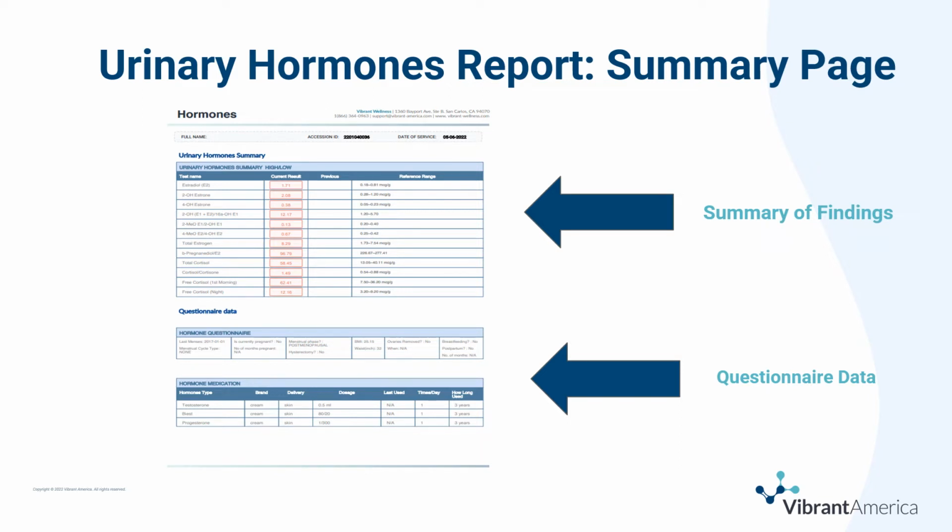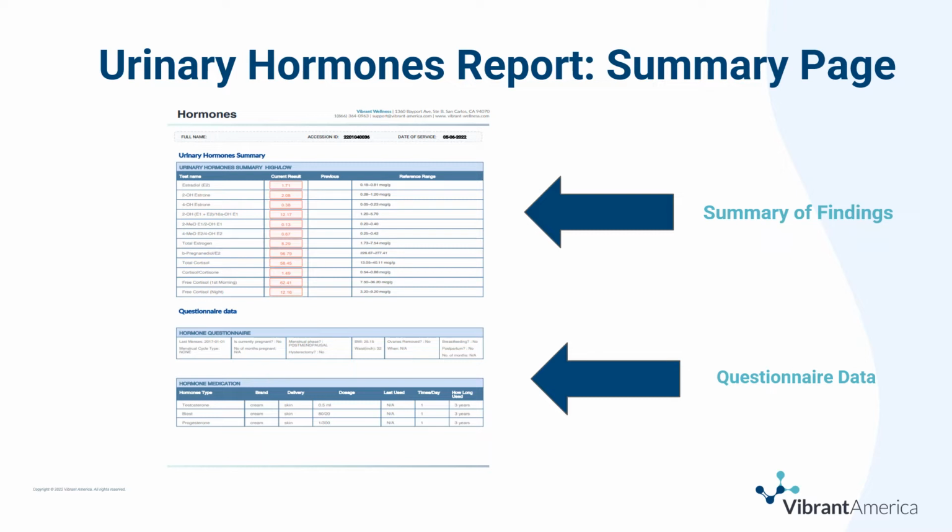You will be able to start the process of putting together the patient's case just by looking at the summary. The questionnaire data and medications information is provided by your patient, and they will provide this by filling out the hormone questionnaire included with their kit and returning it to the lab with their samples. It's important that they send this back with their samples so that we can populate the information into the body of the report. The information is important in the interpretation of hormone levels.